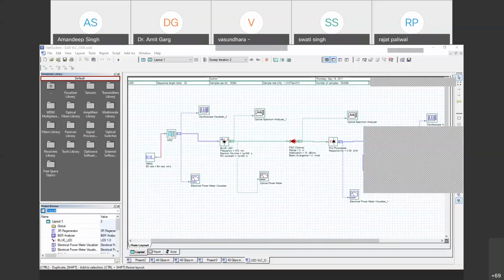Okay. So from my part, this is over regarding this topic, 40 Gbps implementation.